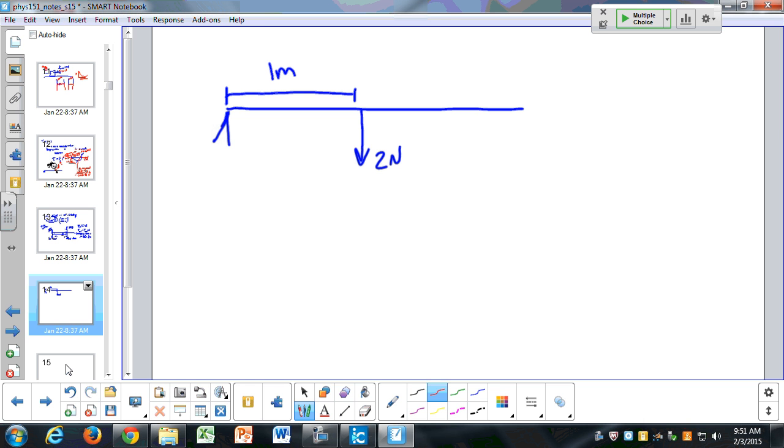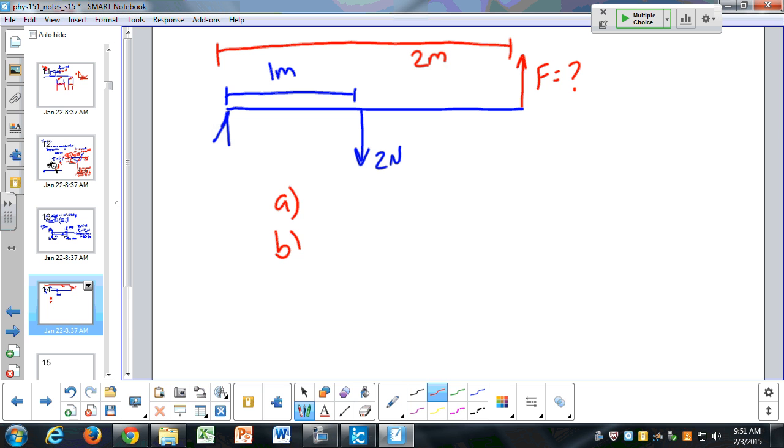And then I have another force here. I don't know what it is. I want to know what it is. And it's acting at 2 meters from the axis of rotation. And I just want to know what F is. Is F 2 newtons, 4 newtons, a half a newton, or 8 newtons?